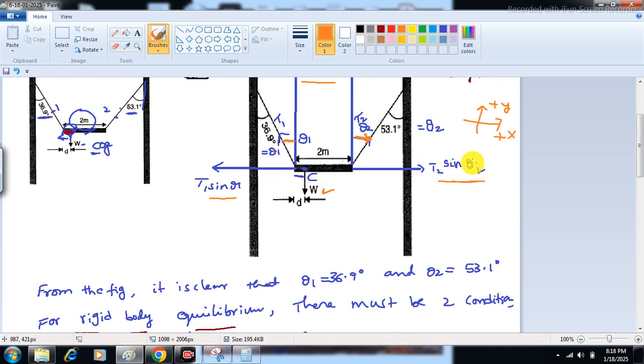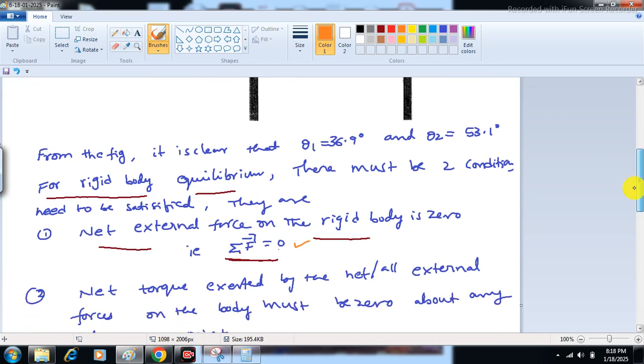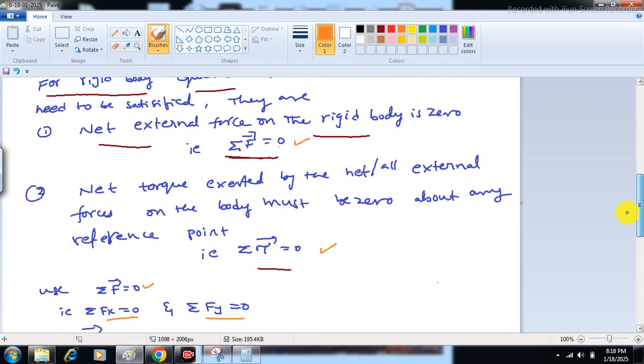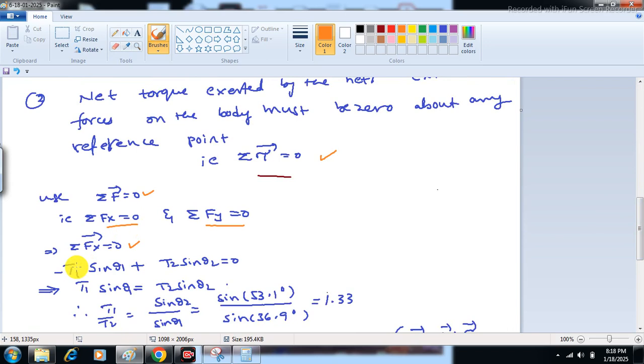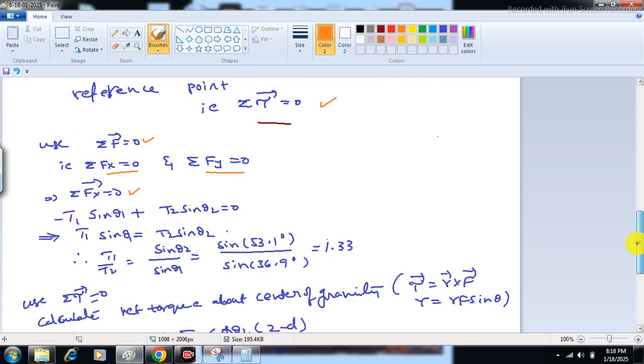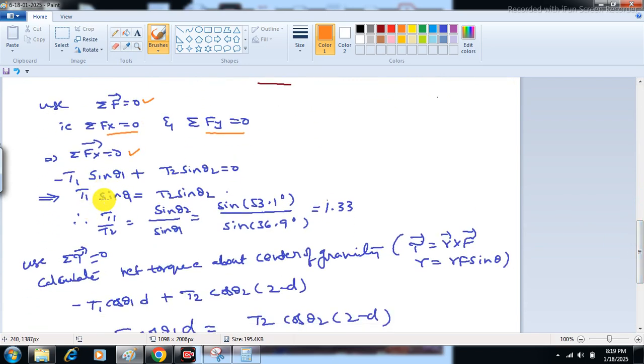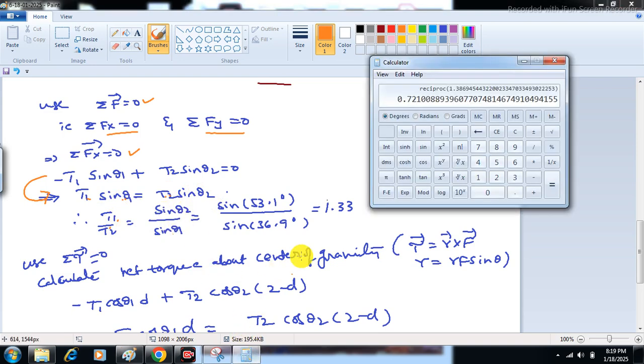The sum must be equal to 0 for satisfying static equilibrium, rigid body equilibrium. That is minus T1 sin theta 1 plus T2 sin theta 2 equal to 0. From this equation, T1 sin theta 1 equals T2 sin theta 2. Now bring T2 to the left and sin theta 1 to the right. Therefore T1 by T2 equals sin theta 2 by sin theta 1. So what is sin theta?